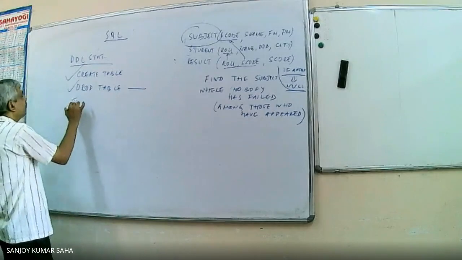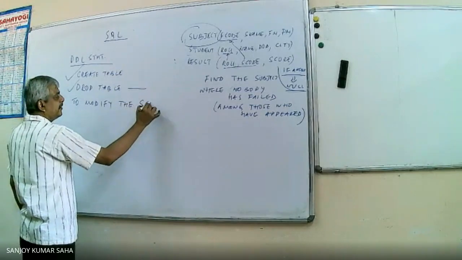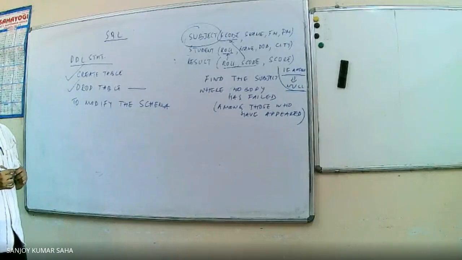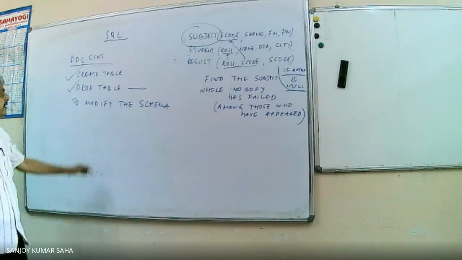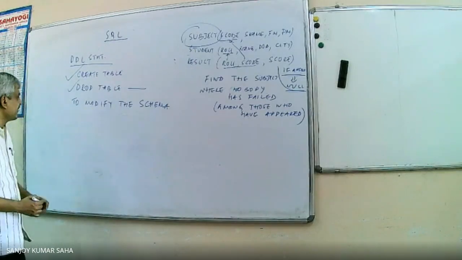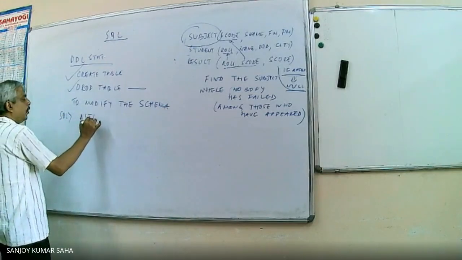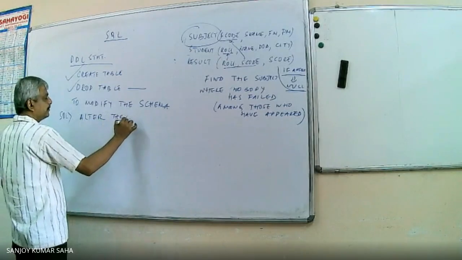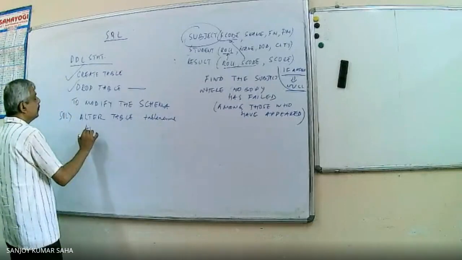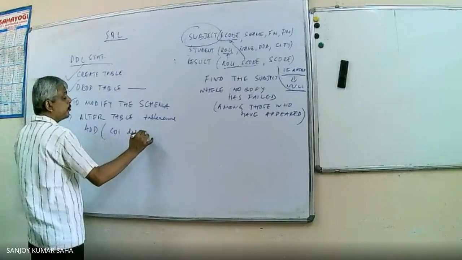Right? We can also modify the schema. As we have said, modification of the schema is not a frequent operation. If every day we want to change the schema, then our design is not good. So to modify the schema, the command is alter table name. You can go for adding new columns.